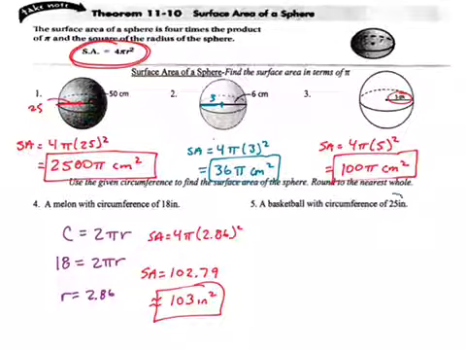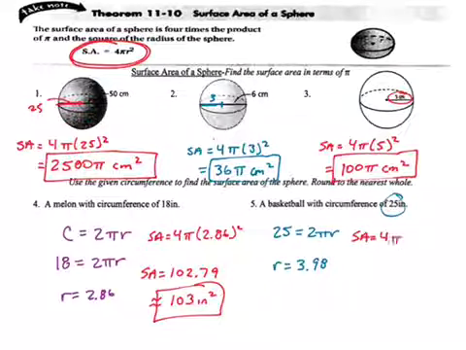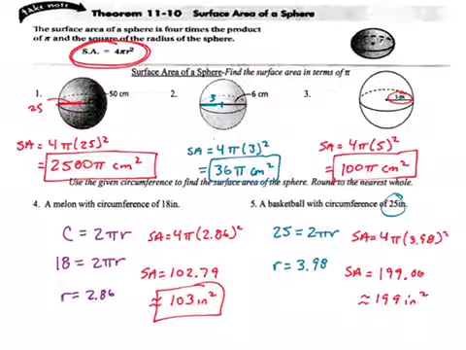Question 5, same idea. They tell you the circumference is 25. So we've got 25 equals 2 pi r. We'll divide both sides by 2 pi, and you get that your radius is 3.98. And so we plug this into the surface area formula. So surface area is 4 times pi times 3.98 squared. So the surface area in this case is right around 199.06. In this case, we'll round down to just 199 inches squared.